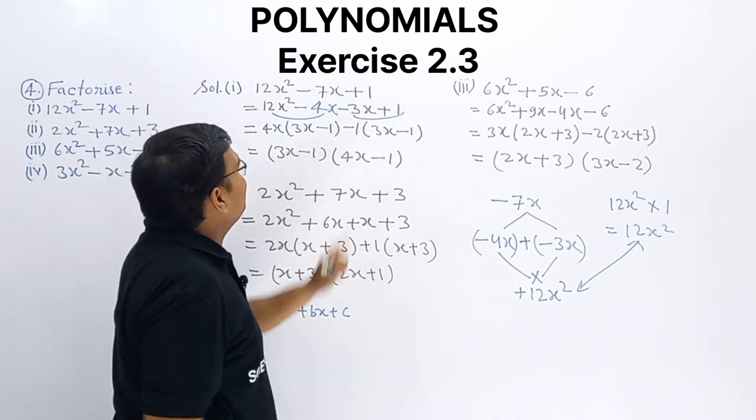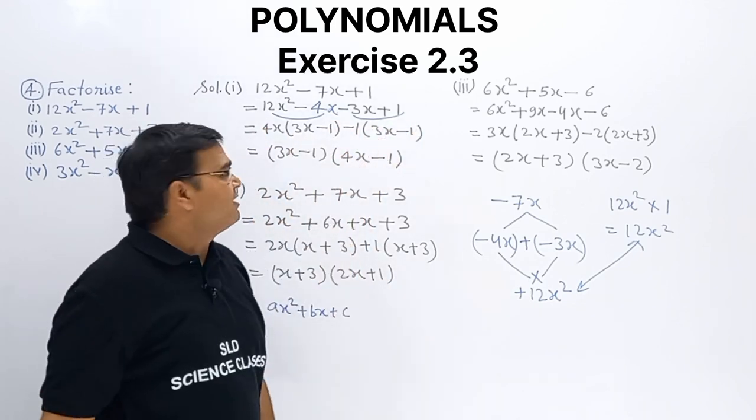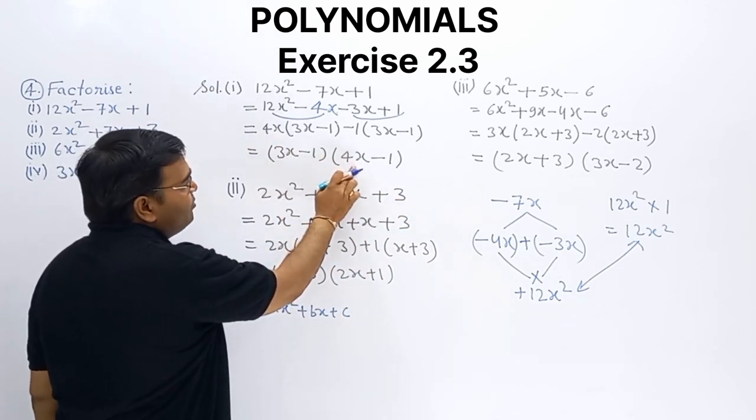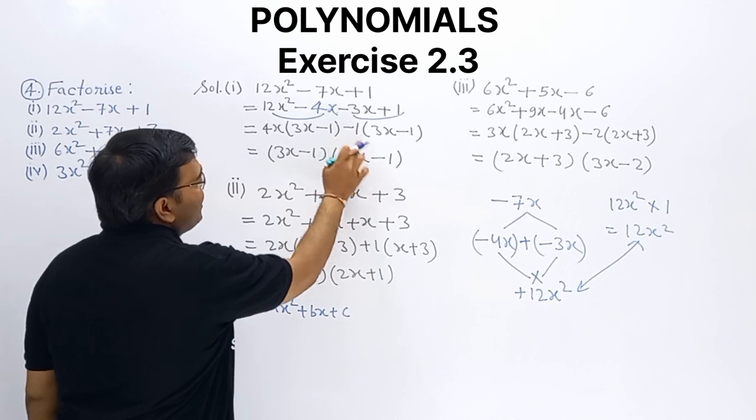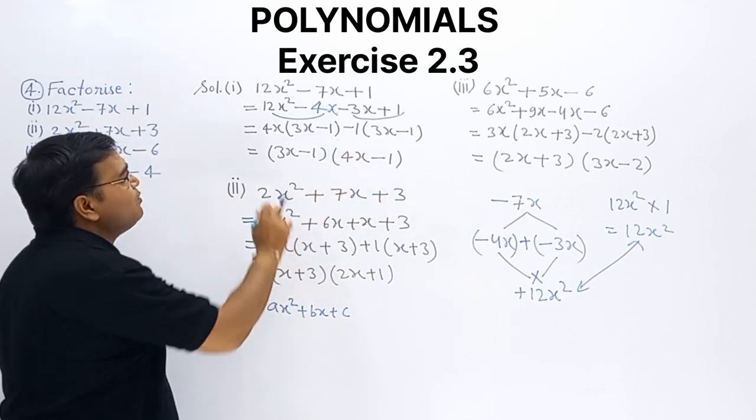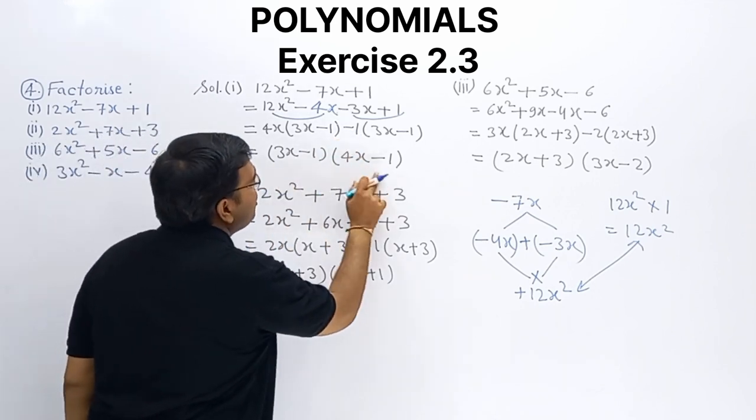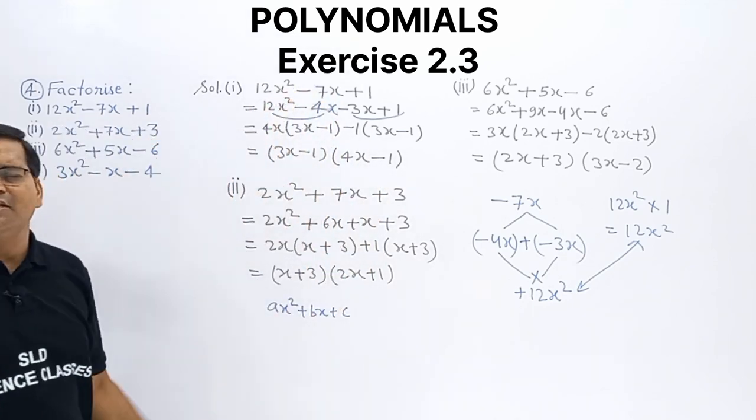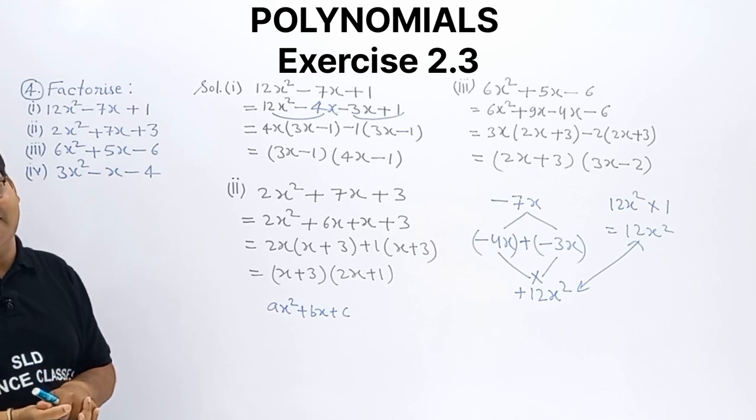In both terms, this bracket is common. Take this bracket outside. What is the remaining? Write in another bracket. 4x is remaining, minus 1 is remaining. In this way, we are getting these two factors of this given polynomial. Easy process. Factorization is not hard.